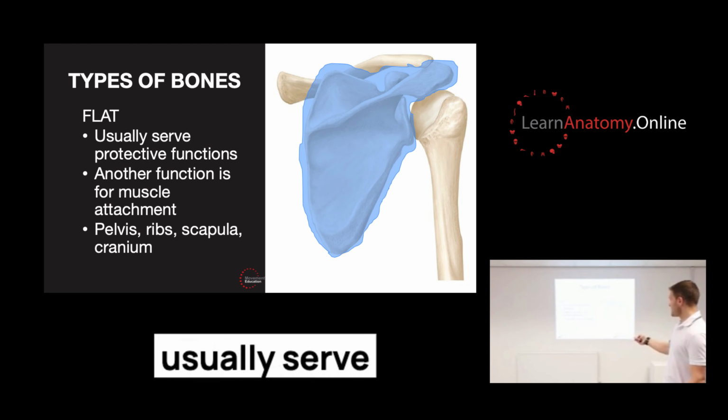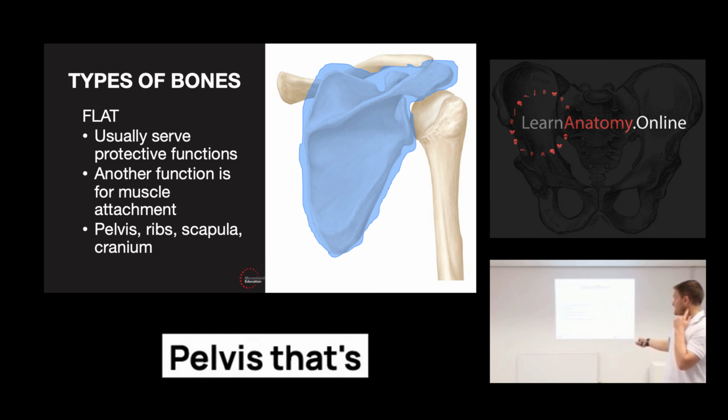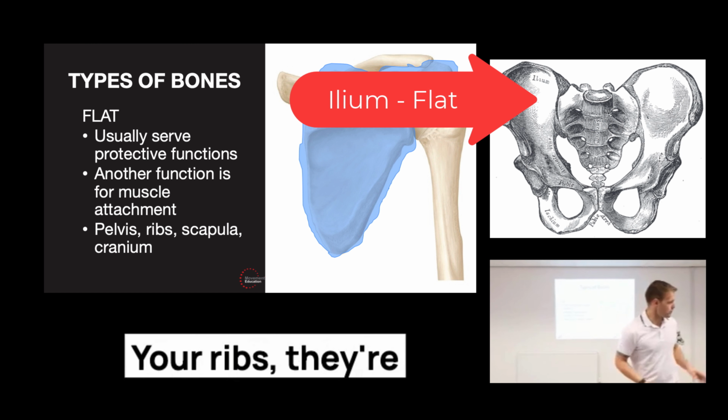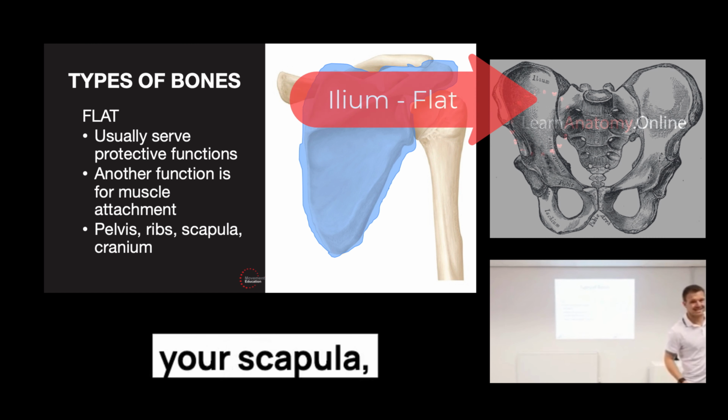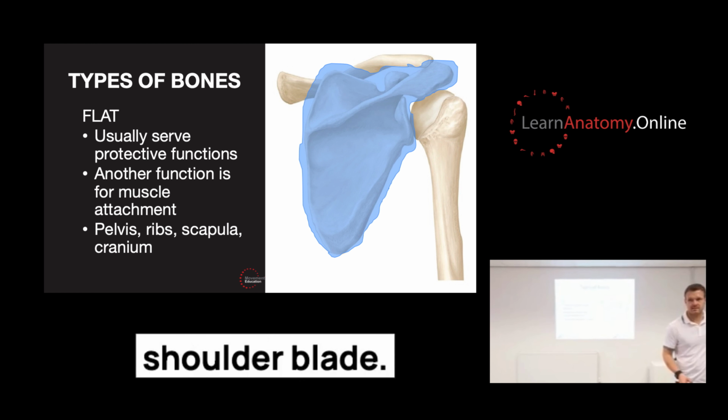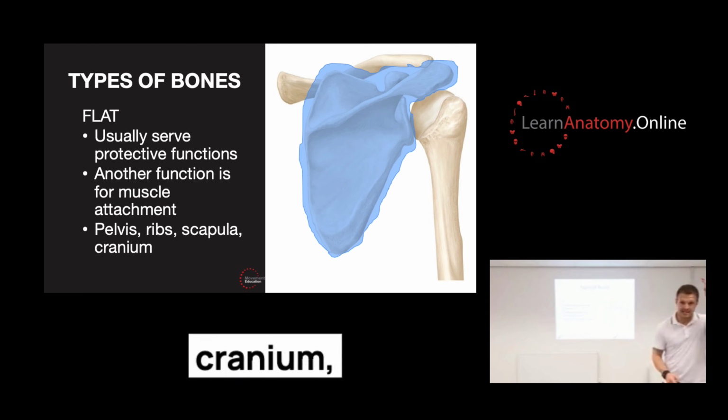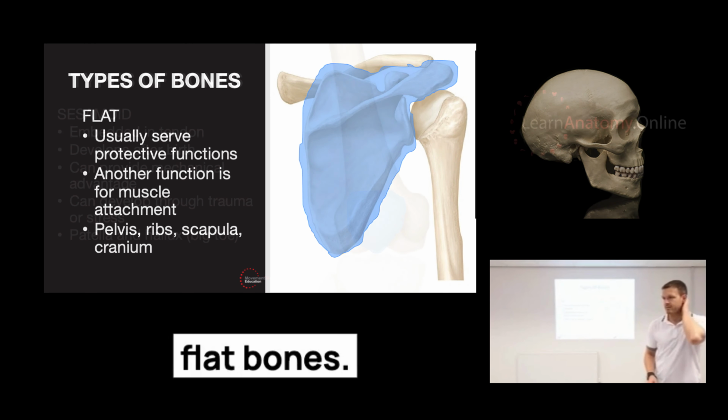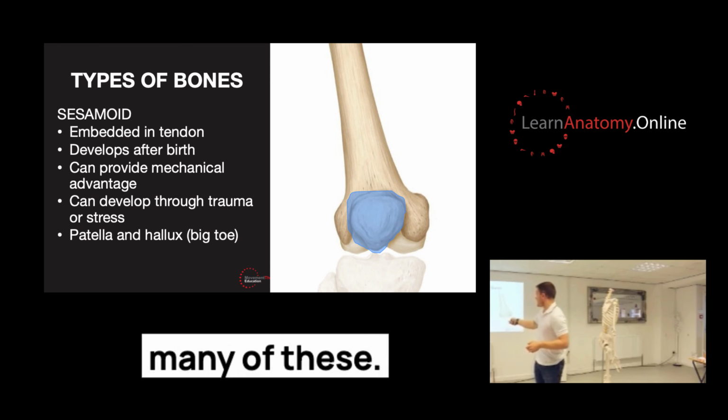Flat bones usually serve a protective function. Pelvis, that's a flat bone. Your ribs, they're flat bones. Your scapula, which is your shoulder blade, that's a flat bone as well. And your cranium, your skull, those are all flat bones. Yeah, there aren't very many of these.